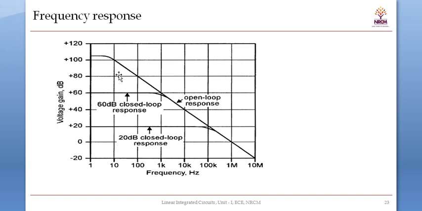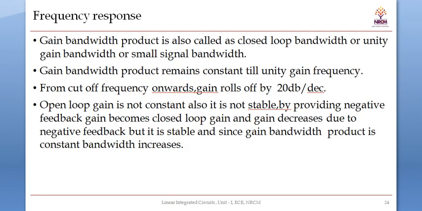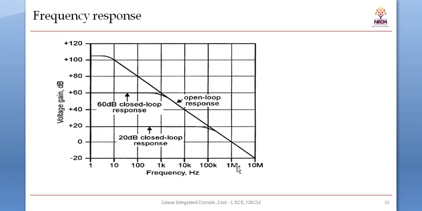So after the cutoff frequency there is a roll off of 20 dB per decade. Per decade means your frequency is increased 10 times. After increasing the frequency 10 times, your gain is going to decrease by 20 dB. So here in dB, 100 to 80, it is going to decrease as you increase the frequency 10 times, that is 10 to 100, and 100 to 1k, again there is a 20 dB roll off. So it is a constant 20 dB roll off up to the unity gain frequency.